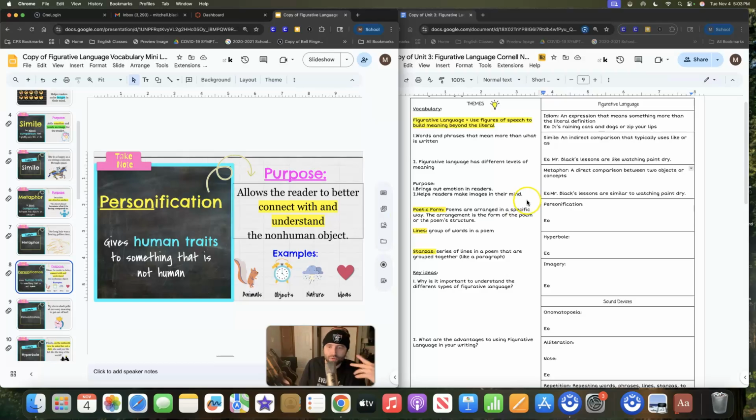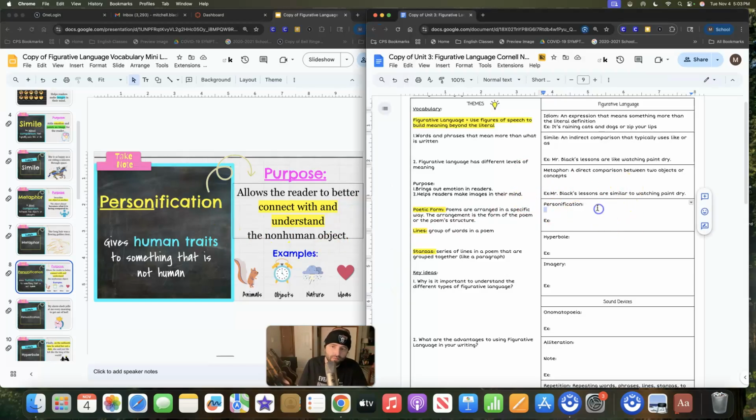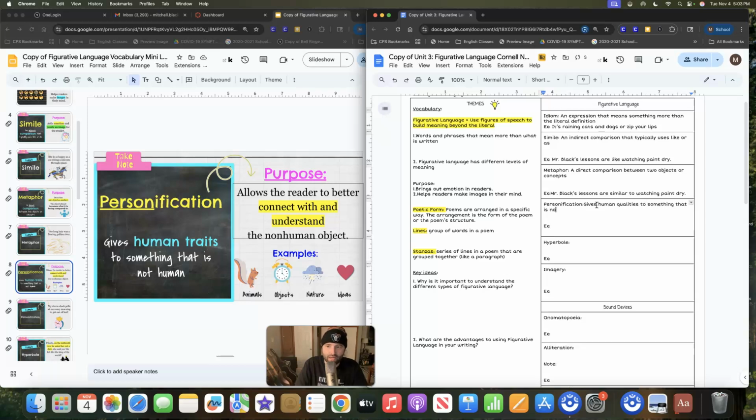Now, personification, we always mix this one up, but personification is when we are giving human qualities to something, anything that is not human. An animal, which these are the hardest things to personify, because animals do certain things that humans do. So unless you are spot on with animals, don't personify them. Don't try to personify them. Don't say the dog smiled.